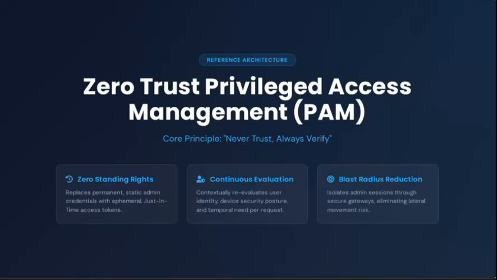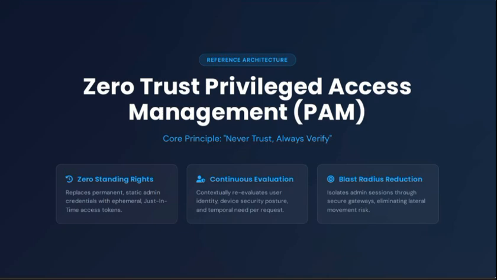Everyone. Today, we're taking a deep dive into modern enterprise access control by walking through the reference architecture for a zero trust privileged access management system. Historically, traditional PAM focused on building a high wall around static administrative accounts. Once a user gained entry to the vault or retained domain admin credentials, they held permanent, wide-ranging access. This traditional perimeter approach left organizations exposed to credential theft, lateral movement, and privilege escalation attacks.